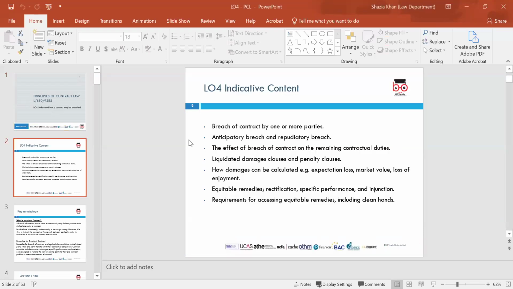So the indicative content for today's session is to look at breach of contract by one or more parties, looking at anticipatory breach and repudiated breach, the effect of breach of contract on the remaining contractual duties, liquidated damage clauses and penalty clauses. We'll also look at how damages can be calculated, equitable remedies, and also requirements for accessing equitable remedies.